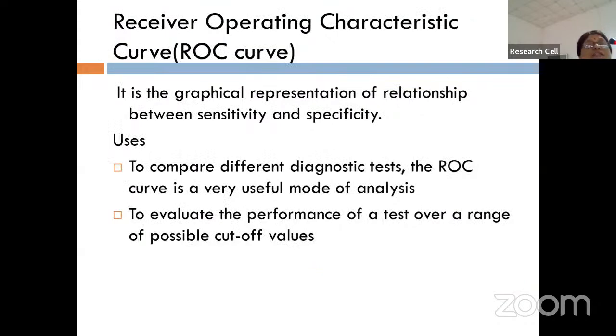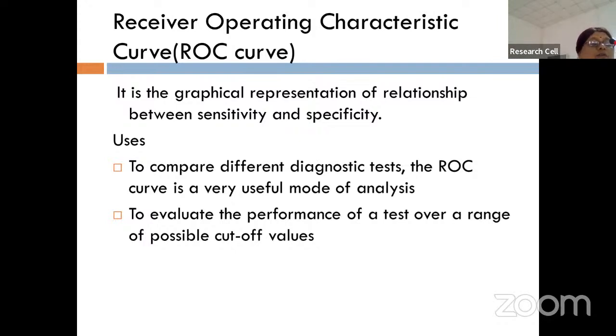The next is the ROC curve, receiver operating characteristic curve. The full form is receiver operating characteristic curve or ROC curve. It is the graphical representation of the relationship between sensitivity and specificity. And why is it used? It is used to compare different diagnostic tests. If you want to compare whether this test is better or that test is better, in that situation, you go for the ROC curve. It gives more of an idea.